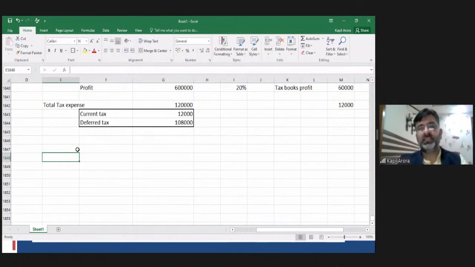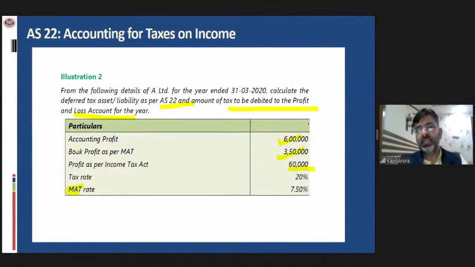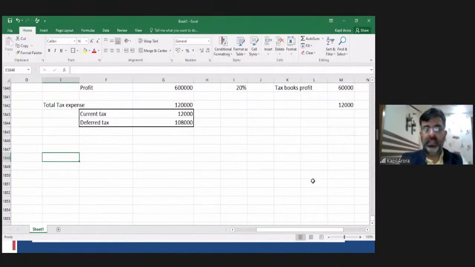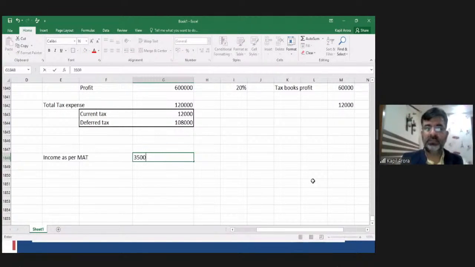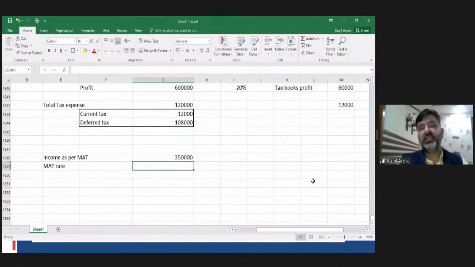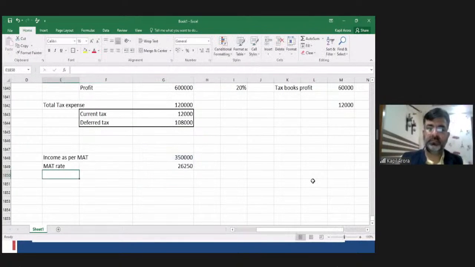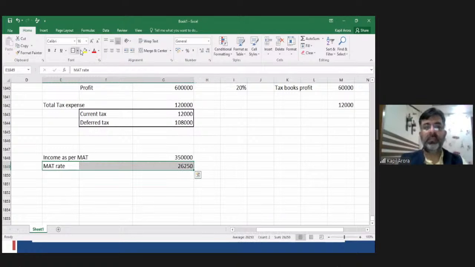But how much tax does the company have to pay? So the company would see what is the income as per MAT. Income as per MAT is 3,50,000, right? And the company has to look at what is the MAT rate. MAT rate is 7.5%. Right? So this is the minimum alternate tax.